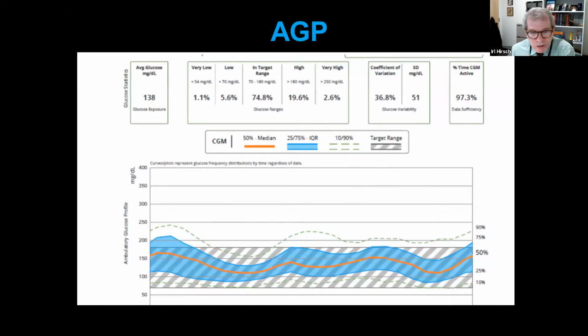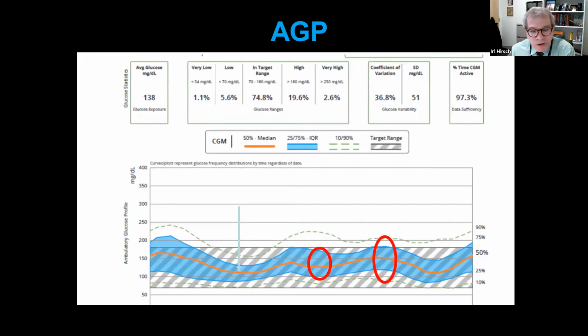So the ambulatory glucose profile, which has become the standardized way to look at this, the pictures of how the glucose levels look, has been quite helpful. This one happens to come from a Dexcom, but they all show pretty much the same thing. With this ambulatory glucose profile, the orange line is the median, and what you see with the blue is 25% above and 25% below. And you can see at the different times of day how the variability changes based on where you see the blue.